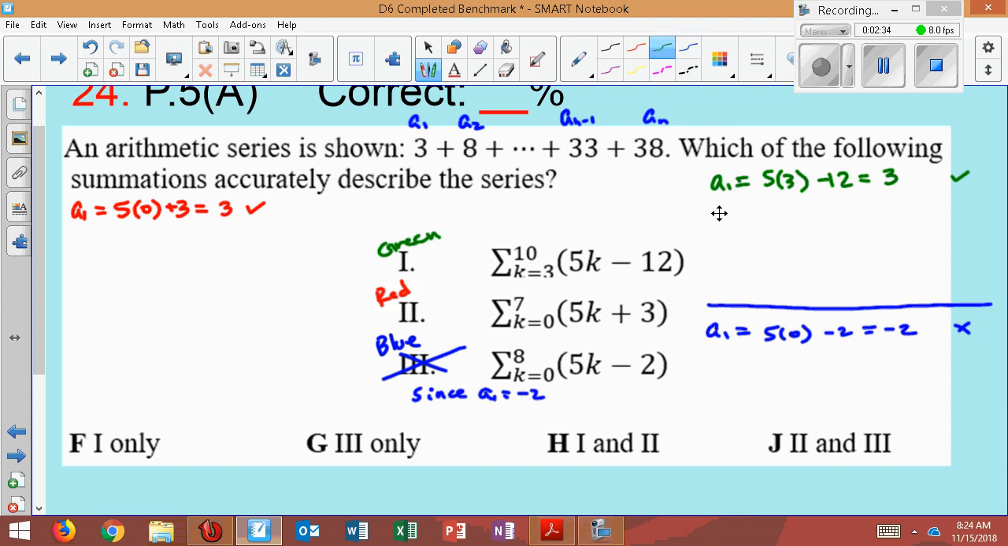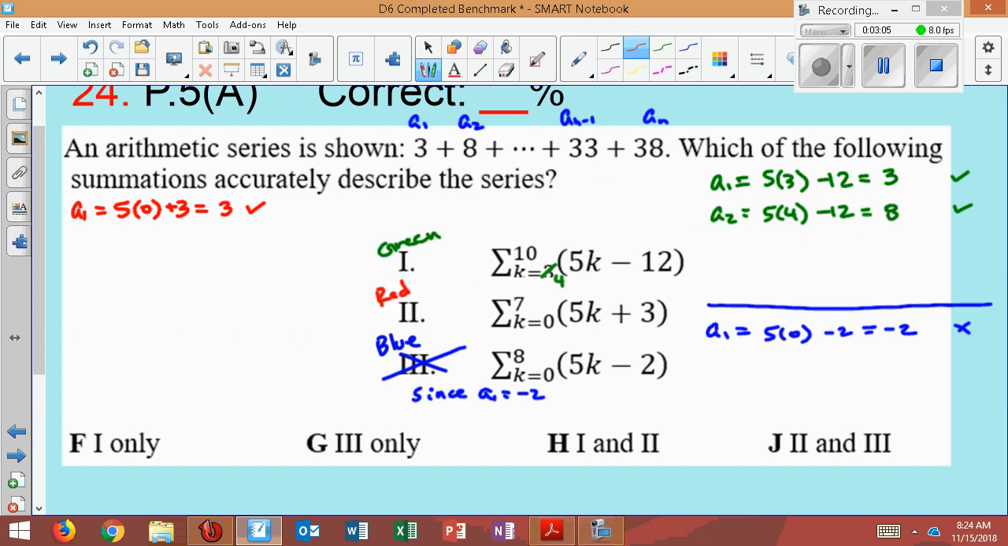Now let's try to find a sub 2. To find a sub 2, I plug in the second k value. So k is no longer 3. Now it's 4. So it'd be 5 times 4 minus 12. 5 times 4 is 20, minus 12 equals 8. Does that line up? Yes, it does. And we can see that it's growing at the correct rate. So now we know that it's growing 5 units at a time. That looks great so far.